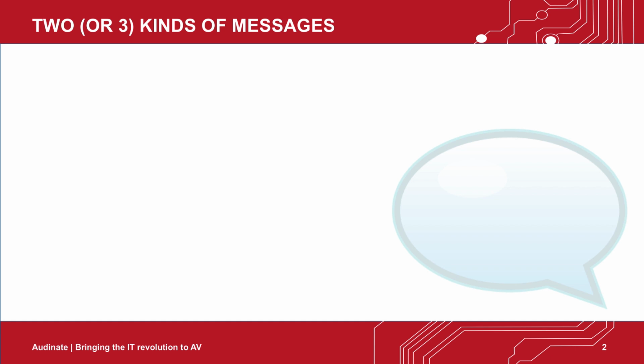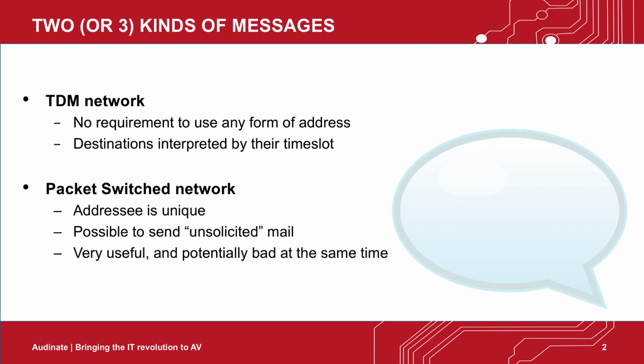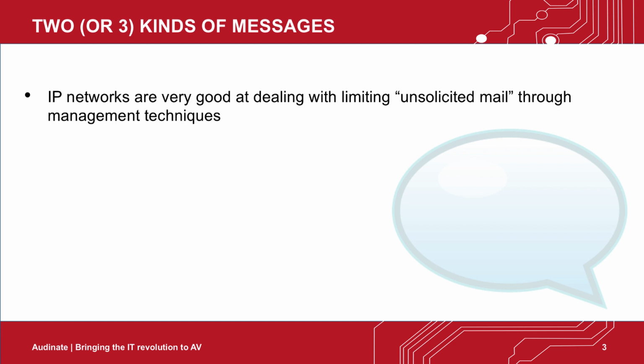Address messages give huge flexibility advantages. In a TDM network, there's no requirement to use any form of address because destinations are interpreted by their time slot and nothing more. However, in a packet switched network, the addressee is unique. It's also possible to send unsolicited mail from a sender to many or all addresses. Now, this is both very useful and potentially irritating and bad at the same time. IP networks are very good at limiting this unsolicited mail through management techniques.